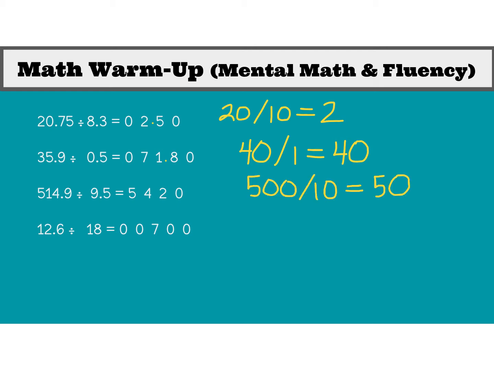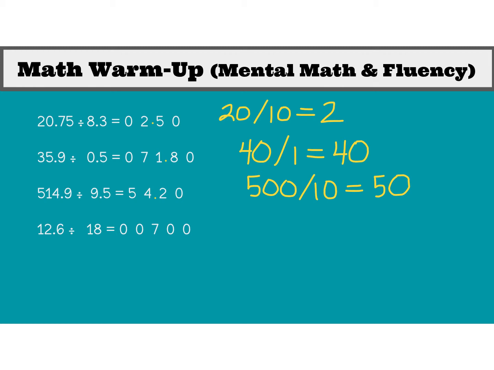For our third problem, we have 514 and 9/10 divided by 9 and 5/10. So we might change that to 500 divided by 10 equals 50. So I take a look at the 5420, and it would make sense to place my decimal between the 4 and the 2.